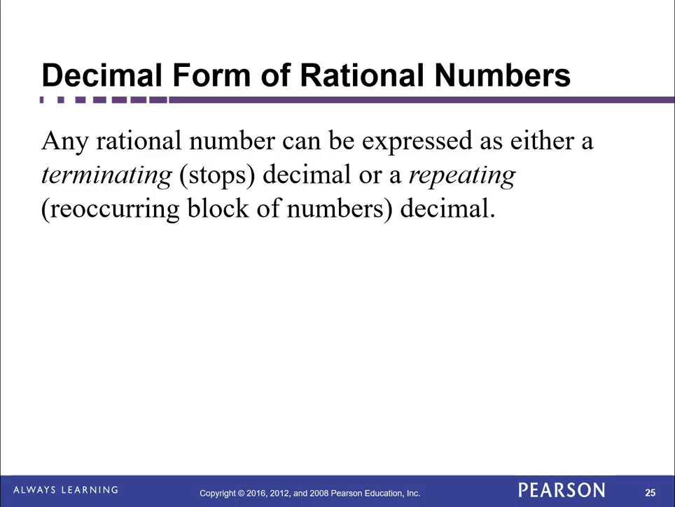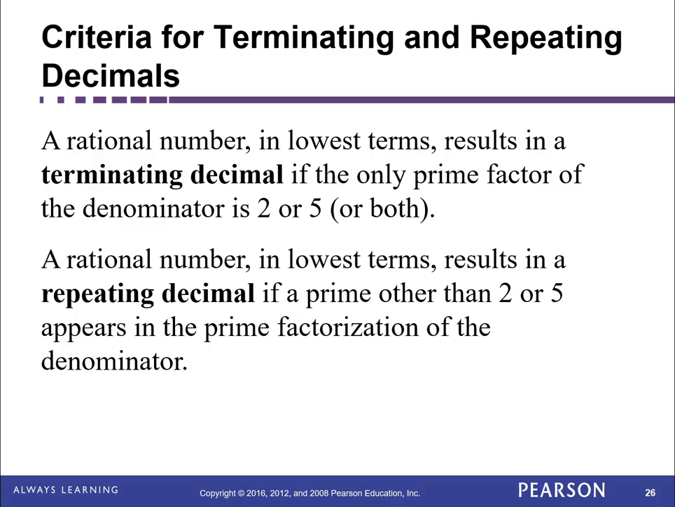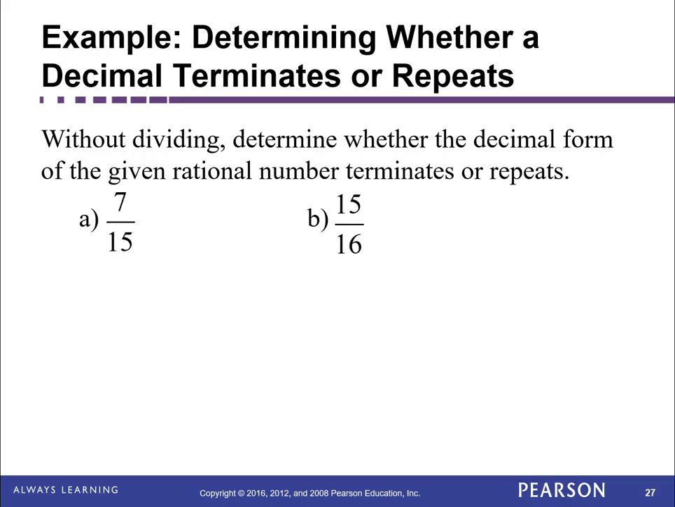Any rational number can be expressed as either a terminating decimal, which means it stops, or a repeating decimal, which means recurring blocks of numbers. Okay? A rational number in lowest terms results in a terminating decimal if and only if the prime factors of the denominator are 2 or 5 or both. A rational number in lowest terms results in a repeating decimal if a prime other than 2 or 5 appears in the prime factorization of the denominator.